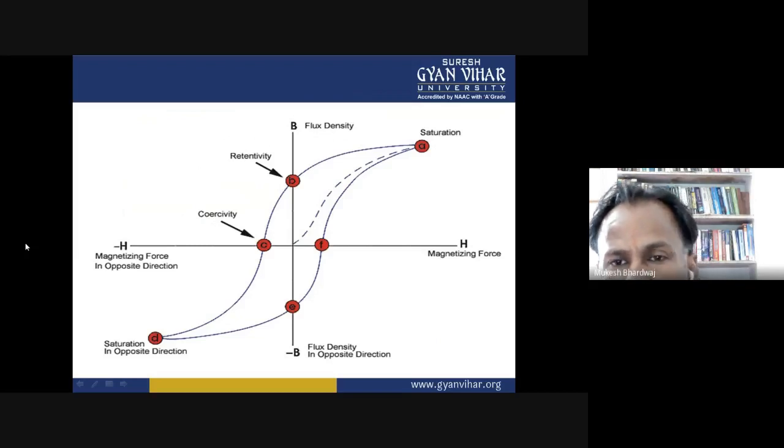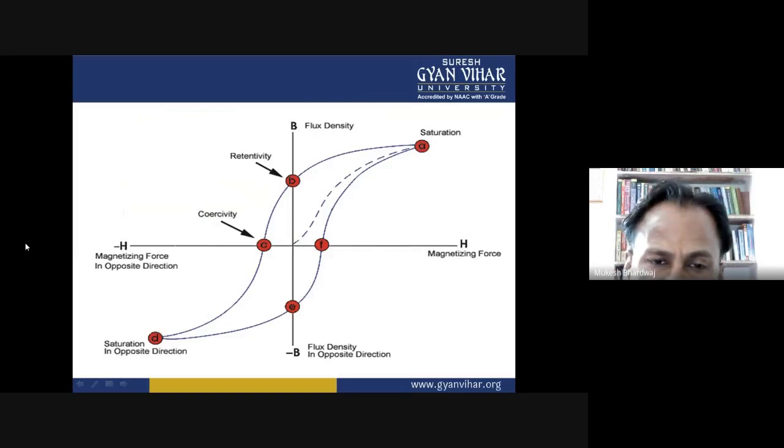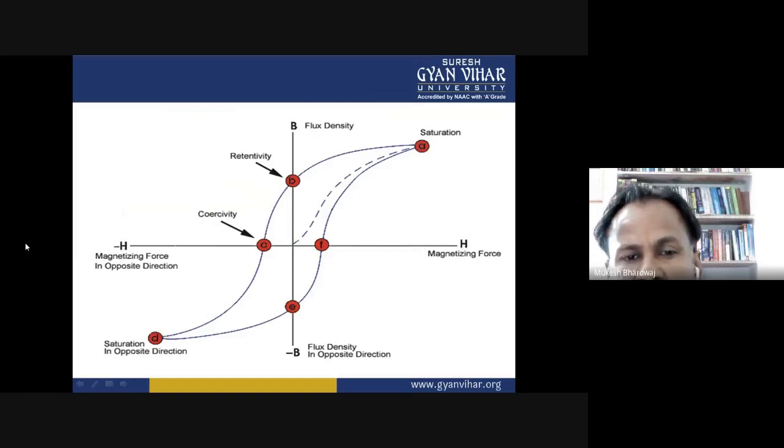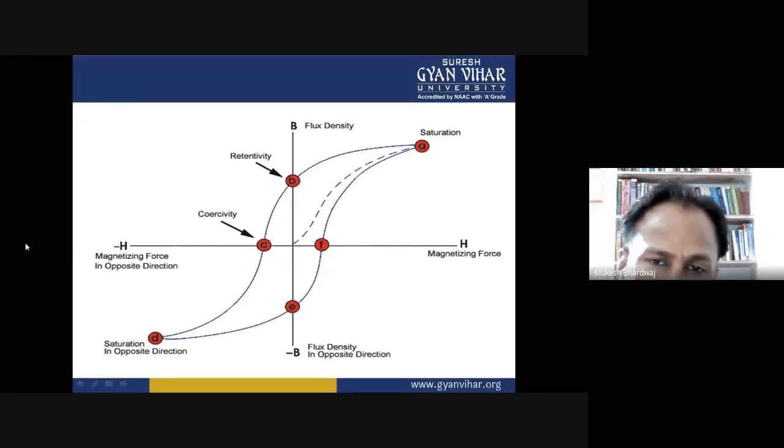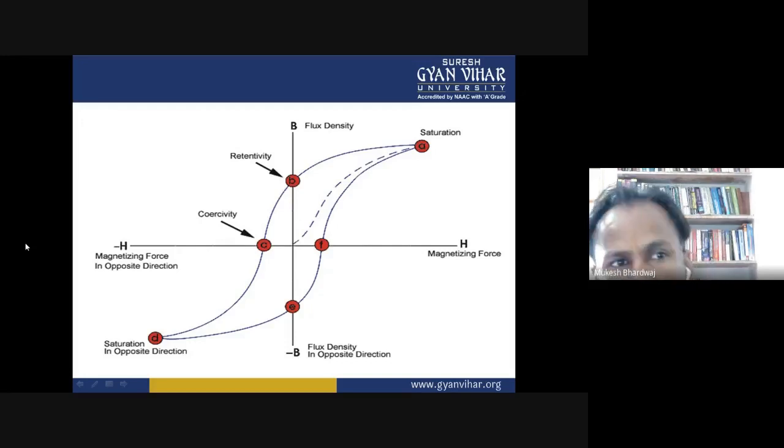The position A indicates the saturation level. When you reach point B, it is the point of retentivity. When you reach point C, it is the point of coercivity. When you reach point D, it is saturation in the opposite direction. And again it forms a closed loop curve, which depends upon the magnetic flux lines.